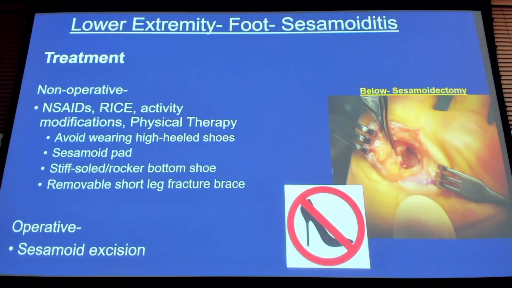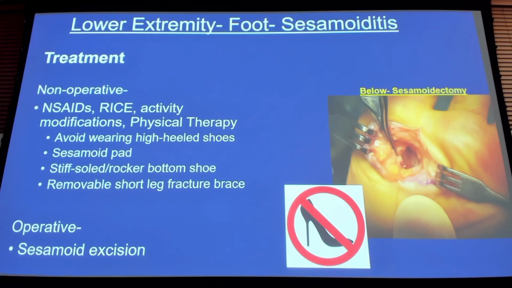Again, you refer to ortho or podiatry if your non-operative management fails, right? And in this case, remember the heel pads and the little orthotics that I showed you for the metatarsal, right? To offload the heads of the metatarsals, you could use the same thing to offload the sesamoids as well. Just be careful, because sometimes it causes more pain.